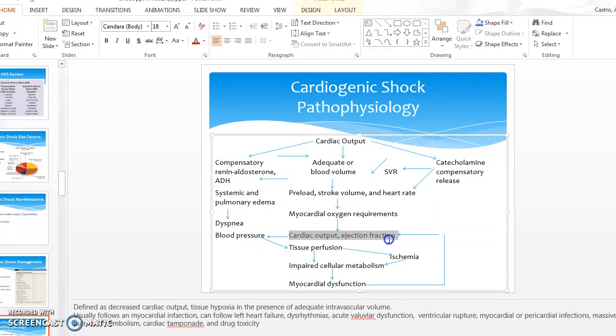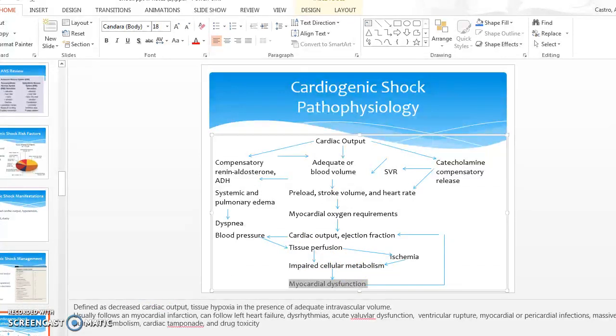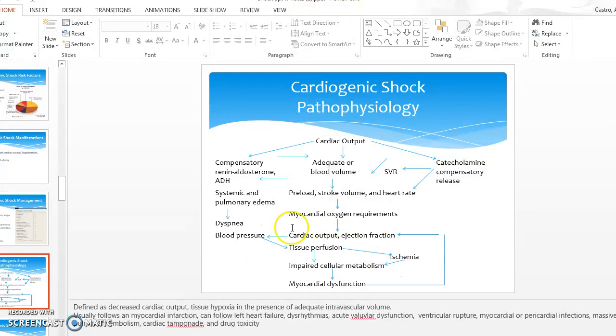Then our cardiac output and ejection fraction are impacted, and this affects our blood pressure, which then affects our tissue perfusion, which impairs cellular metabolism and leads to ischemia. The ischemia affects cellular metabolism, and we get myocardial dysfunction, which goes back to decreased cardiac output and ejection fraction, which further decreases the blood pressure, which further perpetuates our problem of tissue perfusion. So it's this vicious cycle here, and we need to intervene wherever we can along it.